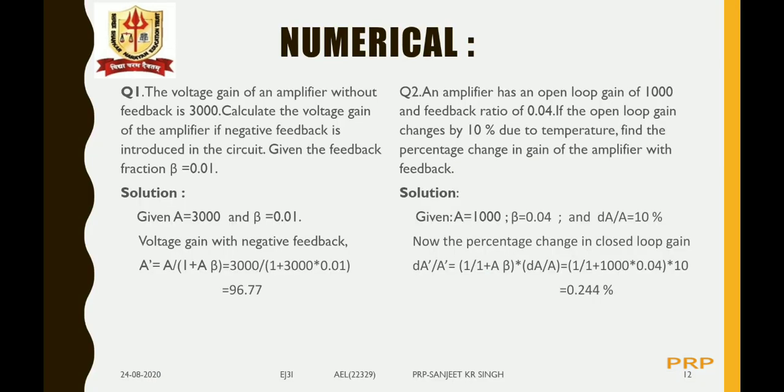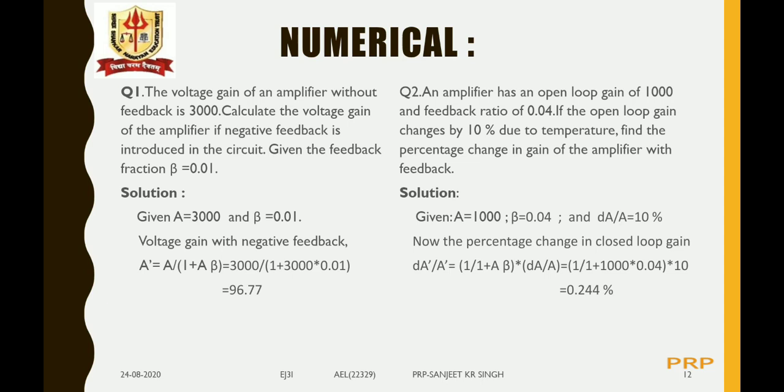So here we have a simple numerical based on the theory we have seen so far. The voltage gain without feedback, that is AV or A, is given as 3000, and the feedback factor beta is equal to 0.01 in the first numerical. So we have to calculate the gain with the feedback. So AV dash or A dash is equal to the open loop gain A divided by 1 plus A, the open loop gain, times beta, the feedback factor.